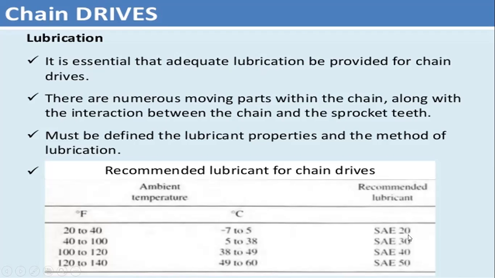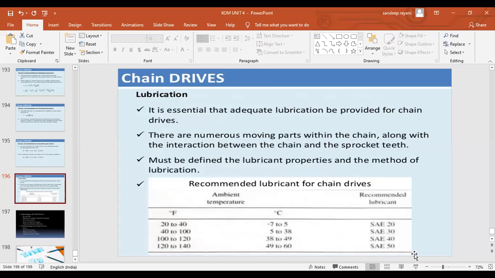So SAE 20 type lubricant is used for the chain drive. The next one is 40 to 100 degrees Fahrenheit, which is 5 to 38 degrees centigrade, and it has a recommended lubricant of SAE 30. Similarly, for the other chain drives, depending on the ambient temperature, we are going to take the recommended lubricants as SAE 40 and SAE 50. So these are the recommended lubricants for that.